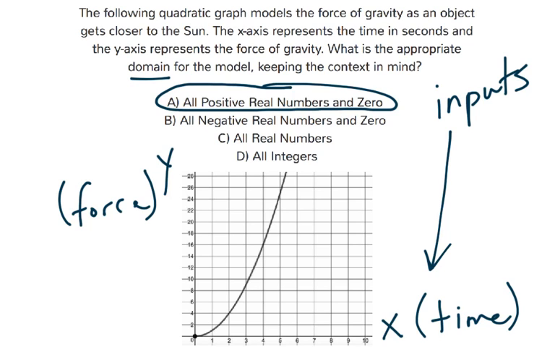B, all negative real numbers and 0. So is it possible to say negative time? Could I say negative 2 seconds? What's the force at negative 5 seconds? It doesn't really make sense. You can't measure something backwards in time. Cross that out. C and D actually have the same problem as B.